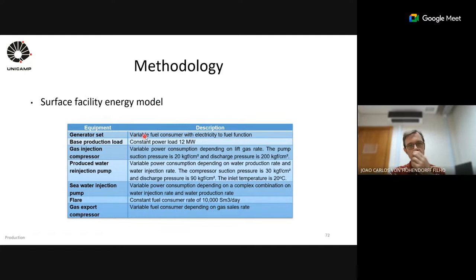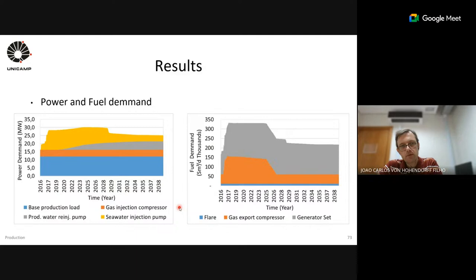Constant power load for base production, a gas injection compressor, a produced water injection pump, a seawater injection pump. Both are complementary. I have a flare with constant flow rate, a gas export compressor, that is a turbo compressor in this case. So the results are very similar for one case.